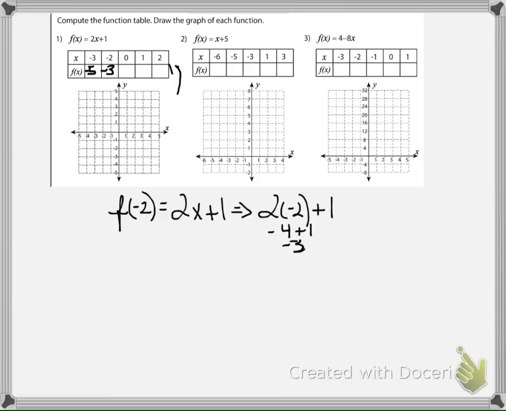I think the hardest part is writing the little numbers. Okay, let's do it again. And that's exactly what you would do. You would input the values you're given for your x value, and the output, or what would come out, would be your function evaluated at that number.